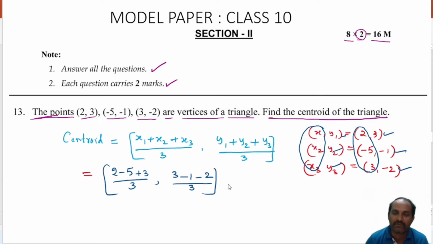Now what is the value? Here 2 minus 5 plus 3 is 0, so 0 by 3. Here 3 minus 1 is 2, 2 minus 2 is 0, so 0 by 3. What is the final answer? (0, 0). 0 by 3 means 0 only. 0 by anything is 0. Okay. Now the next question.